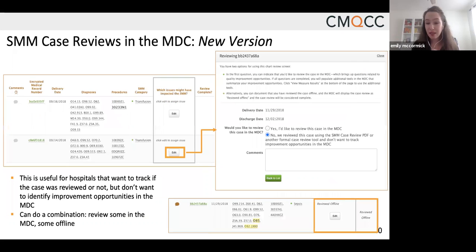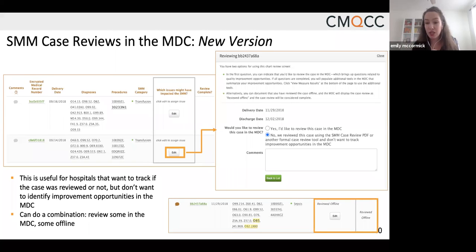So you will access the SMM case reviews the same way, either from the top of the SMM trend screen or from that row in the data entry status screen. But when you click this edit button, the questions are now different. So the first question asks, would you like to review this case in the Maternal Data Center? You have the option to say no.